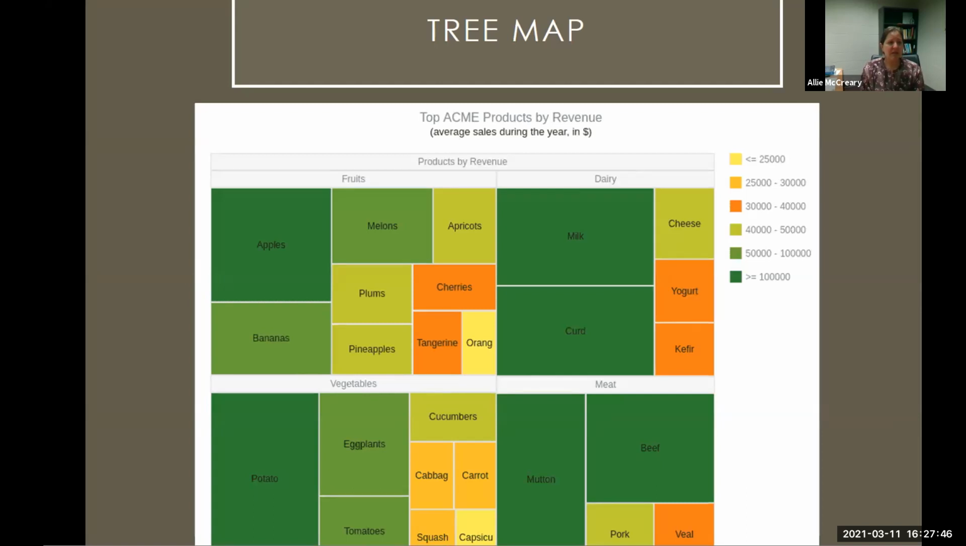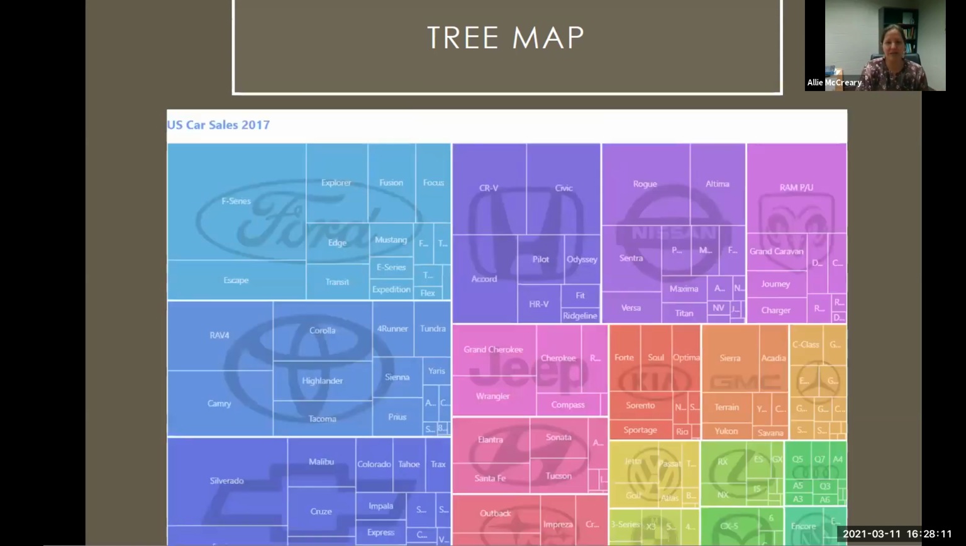Another one that is maybe less common is this idea of a tree map. This works well with both quantitative and qualitative data because we're really talking about proportions and dominance more so than continuous numbers comparing one to the other. So this is an example of just revenue of grocery sales by department. And you can see right away what are the bigger sellers in each of these categories.